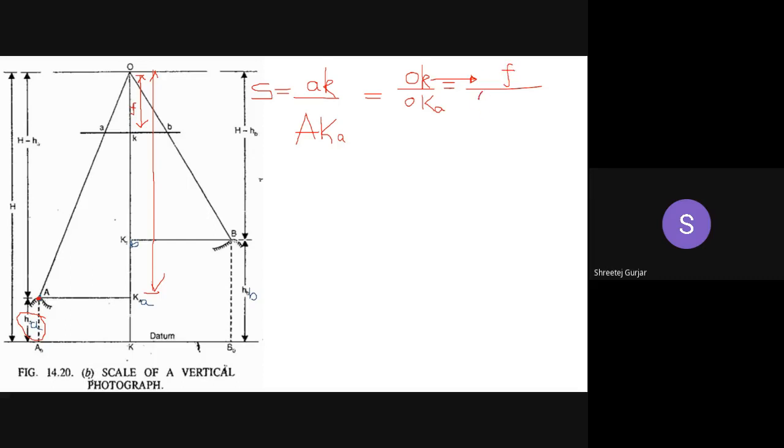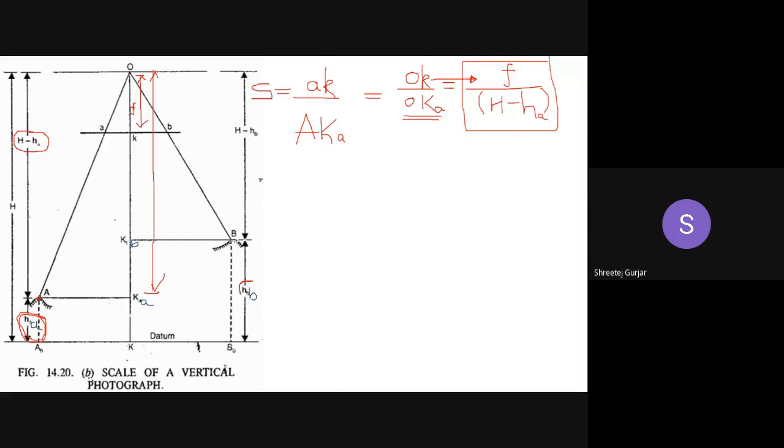And what is this distance now? Can you tell me? O to capital K. The answer is already on your screen. H minus small h a. Correct. Capital H minus small h a. So this is the scale, or the formula, that you have to use when you are at an elevation HA from the datum.